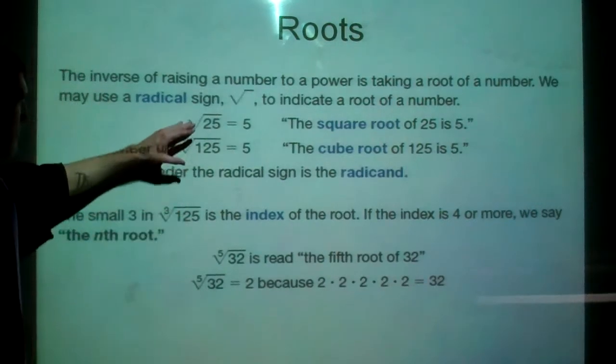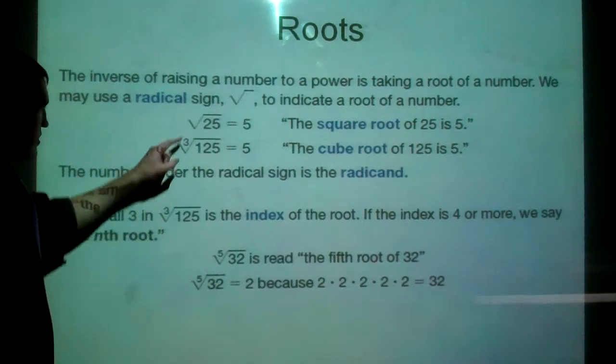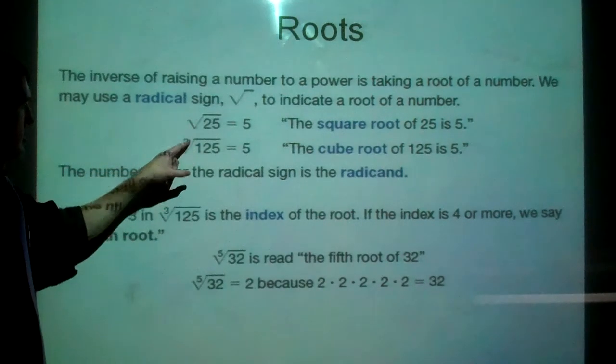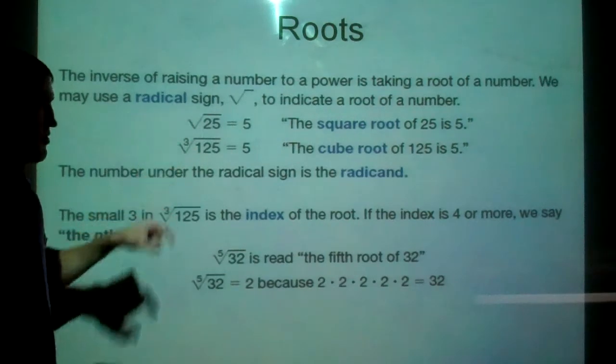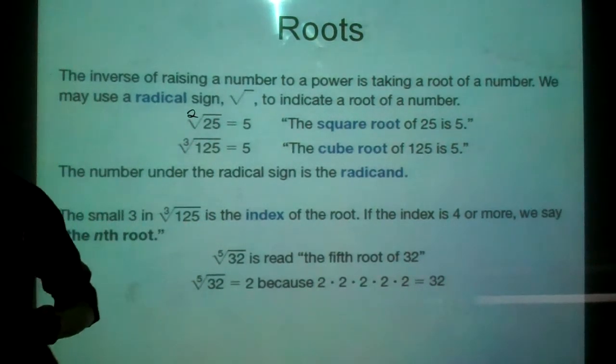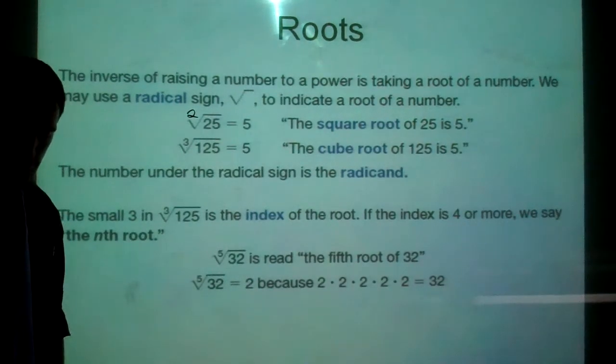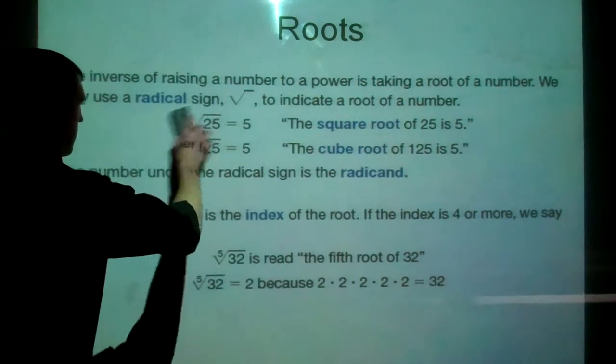So if we look at 25 and the square root here, notice that this doesn't have a number by it, where this one does. If you don't see a number here, there's actually a 2 here. Okay? If there's not a symbol or a number there, it always means square root. Okay? So we're looking for 2 numbers we multiply to get 25 there.